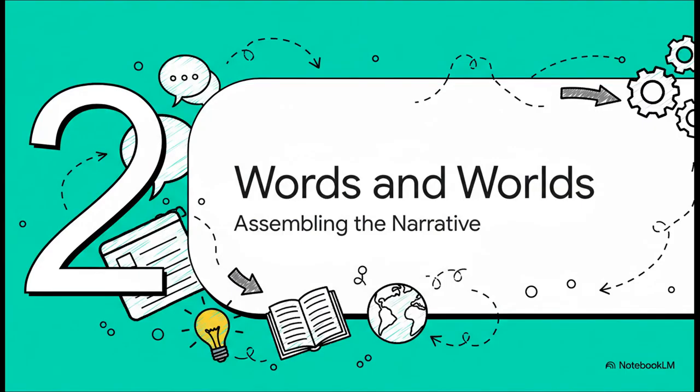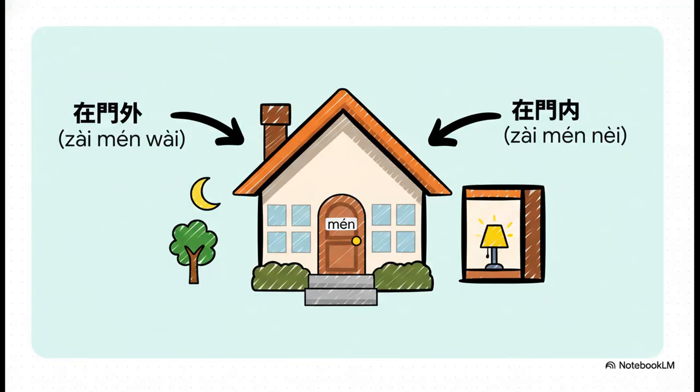So we've got the things, the nouns, but now we need the words that actually connect them all together. This is where we start building a world out of those pieces. Check this out. This shows you exactly how location works. Remember men, the door? Well, look what happens when you add wai. You get outside. And when you add ne, you get inside. Zai men wai, zai men ne. It's so logical, it's beautiful.